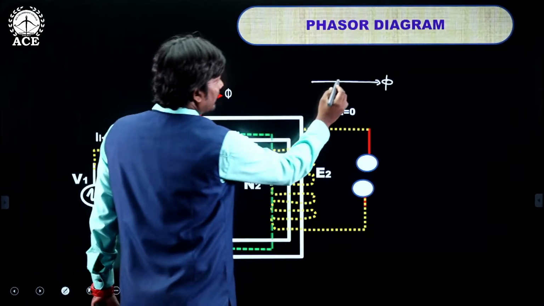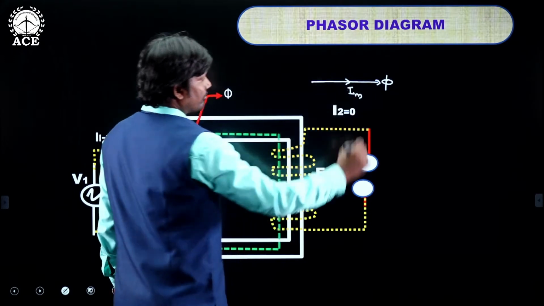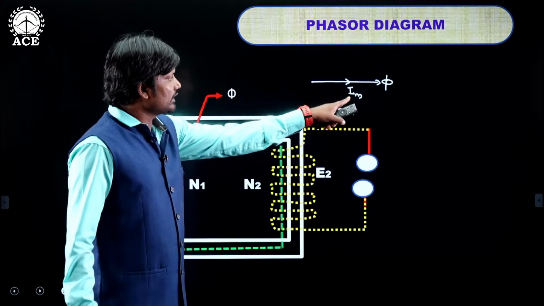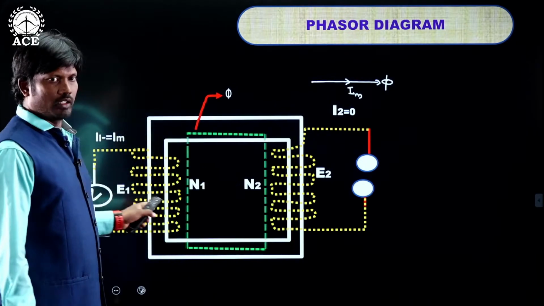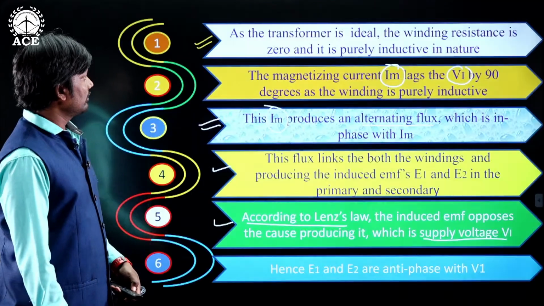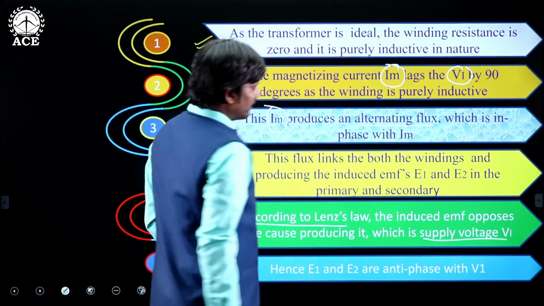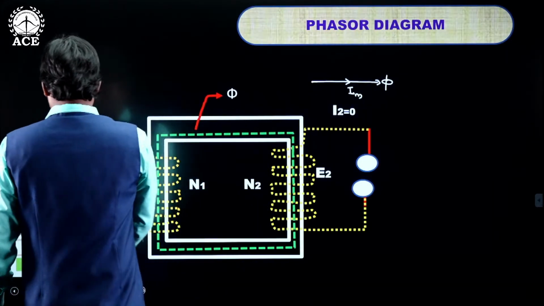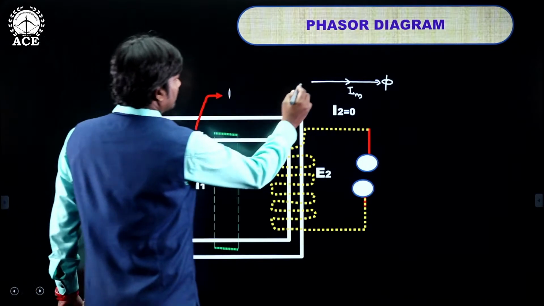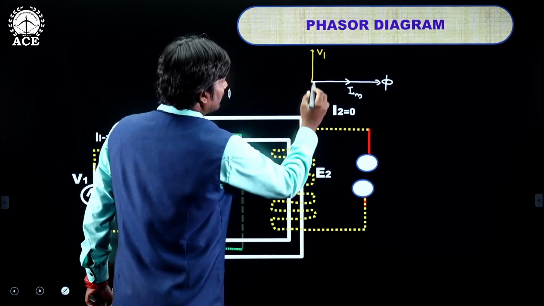So in phase, this is Im. This magnetizing current lags the supplied voltage by 90 degrees. See this one, magnetizing current Im lags the V1 by 90 degrees. So 90 degrees means it will come here. This is V1, with 90 degrees.